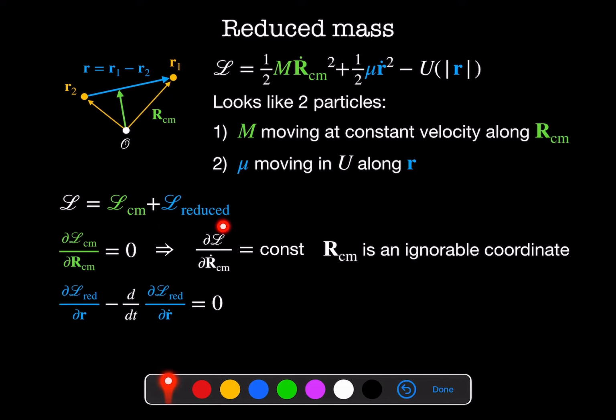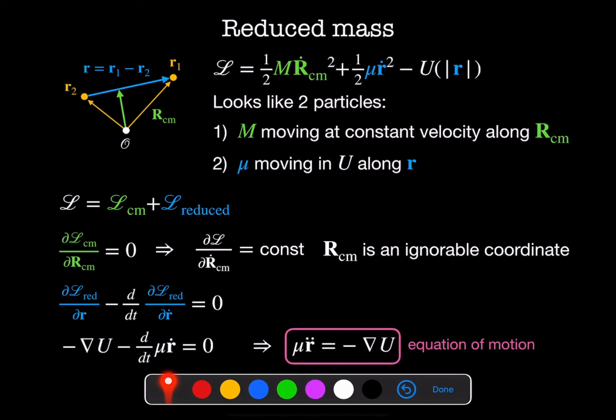For our reduced Lagrangian, we can look at the Euler-Lagrange equations there. So we've got dL by dr minus d by dt dL by dr dot is equal to 0. So these are just the standard Euler-Lagrange equations. From this, we know that minus the gradient of U minus the time derivative of mu r dot is equal to 0. Or equivalently, we have mu r double dot is equal to minus the gradient of the potential. This is the equation of motion for our reduced mass system.